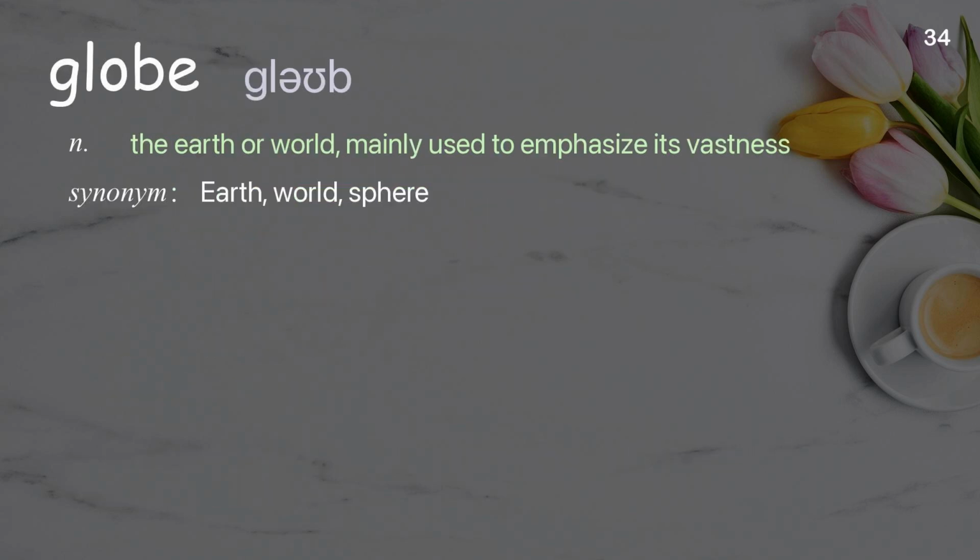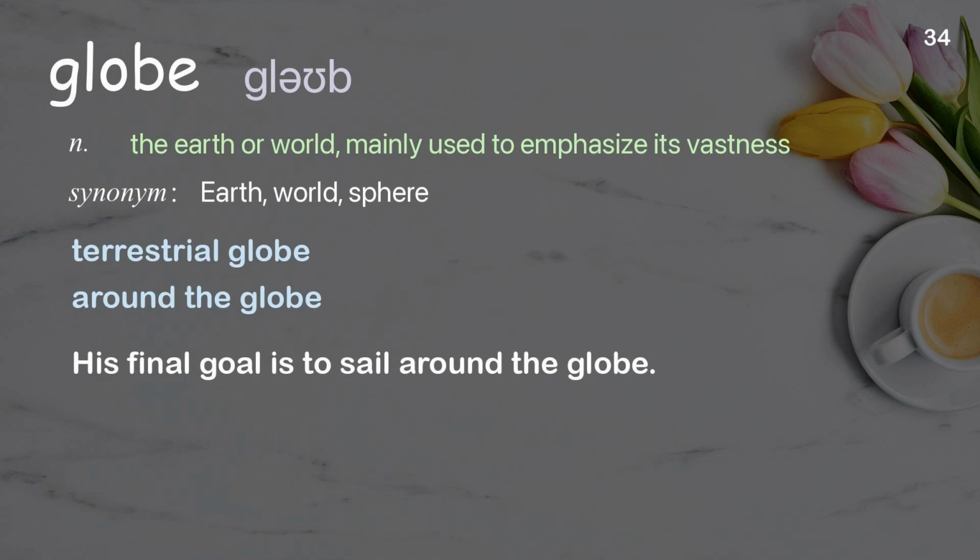Globe: the earth or world, mainly used to emphasize its vastness. Examples: terrestrial globe. Around the globe. His final goal is to sail around the globe.